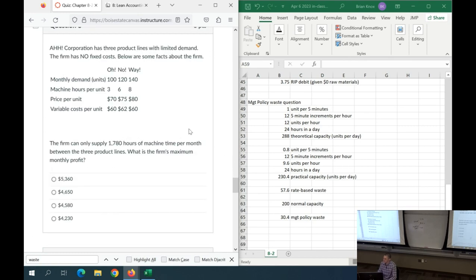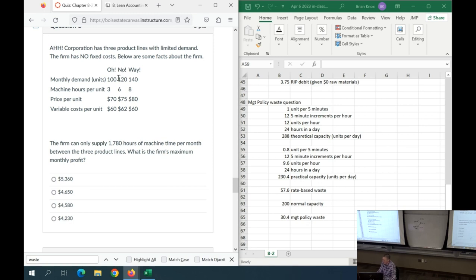Here we go. So the corporation has 3 product lines with limited demand. The firm has no fixed costs. Below are some facts about the firm. So each column is a different product line. I ran out of naming conventions at this point. Product has a monthly demand of 100 units. It takes 3 machine hours per unit to produce. And the price per unit we sell it at is $70. Variable cost per unit is $60.